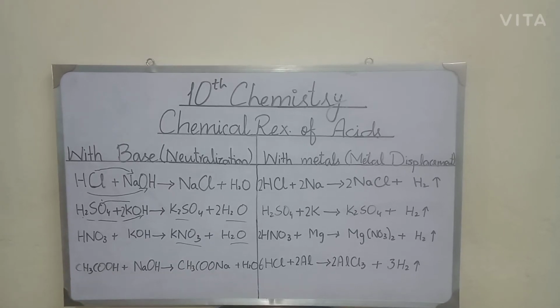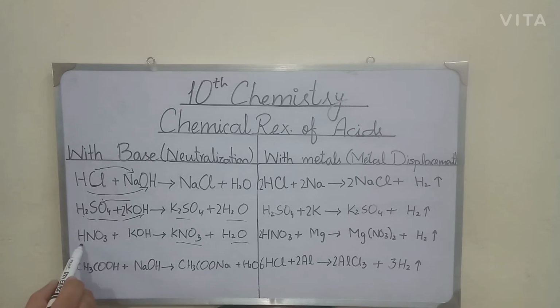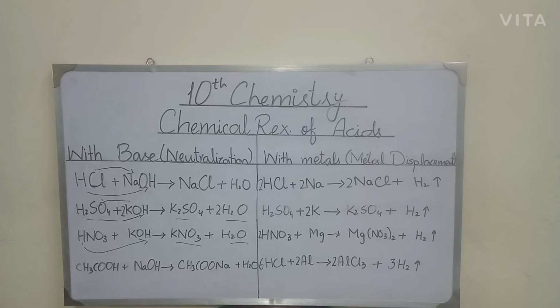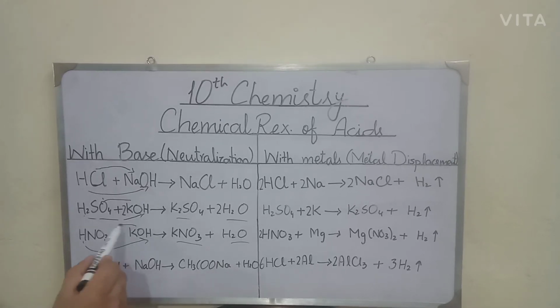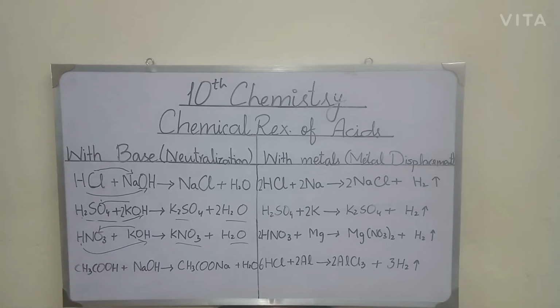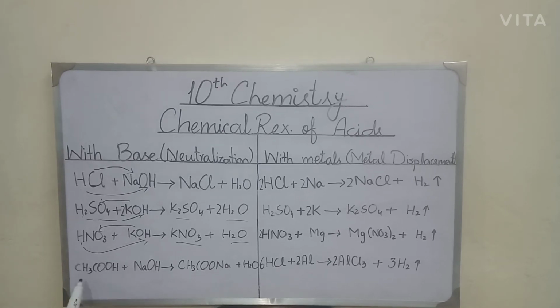And how does this occur? The hydrogen ion of the acid reacts with the hydroxide ion of the base and they will produce water, and the potassium ion of the base reacts with the nitrate ion, NO3 negative ion, of the acid and they will produce KNO3 potassium nitrate salt. Similarly, acetic acid CH3COOH reacts with the sodium hydroxide base and produces a salt, sodium acetate CH3COONa, plus water.